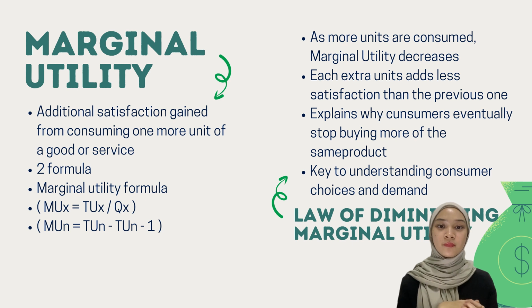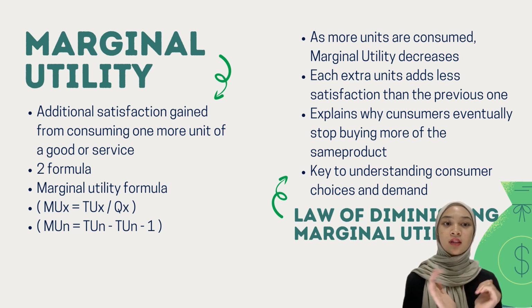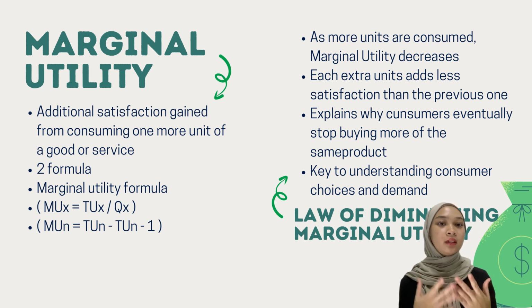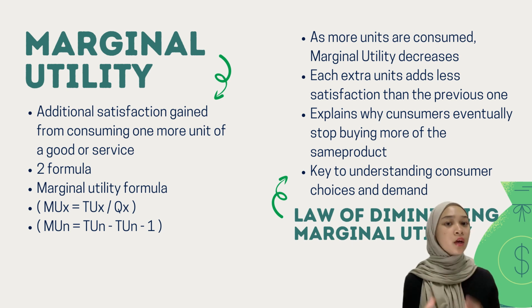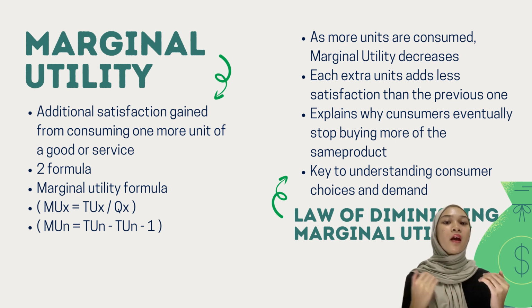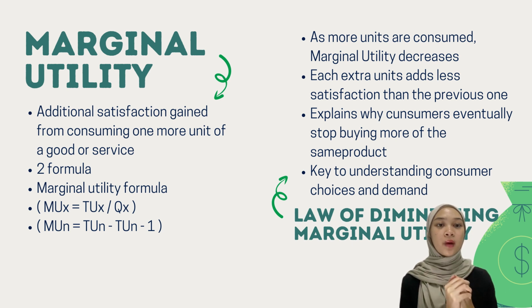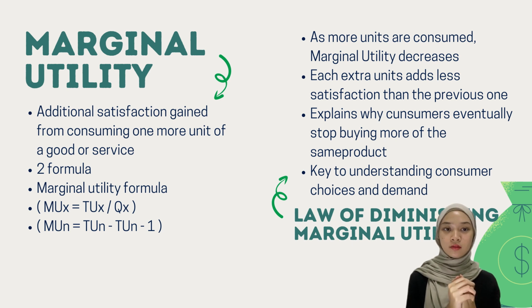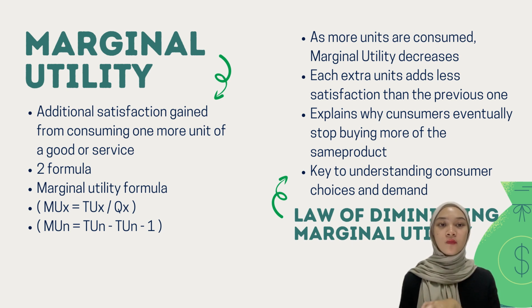Fourth, marginal utility. It is the additional satisfaction that a consumer gains from consuming one more unit of a good or service. There are two formulas: MUX equals TUX over QX, and MUn equals TUn minus TUn minus 1.